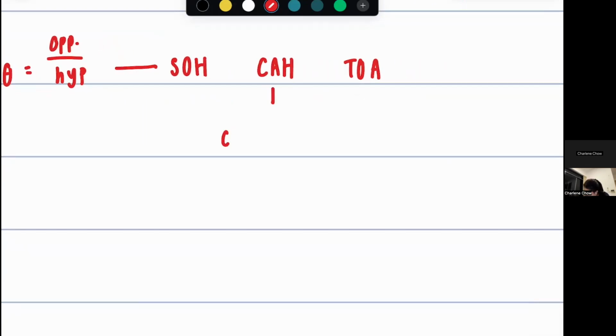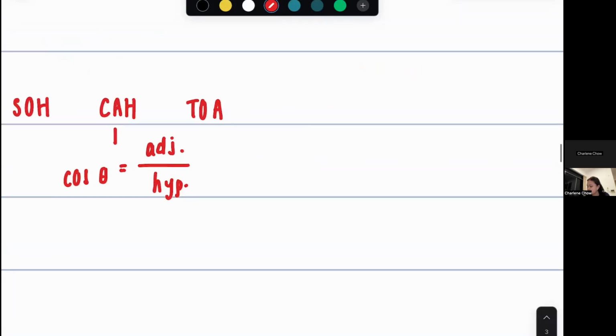What about cosine, or CAH? Good. Cosine theta is adjacent over hypotenuse. That's very well done. Let's do the last one, tangent. Tangent is opposite over adjacent. Very good. So you're recalling all of these. That's a very good sign.